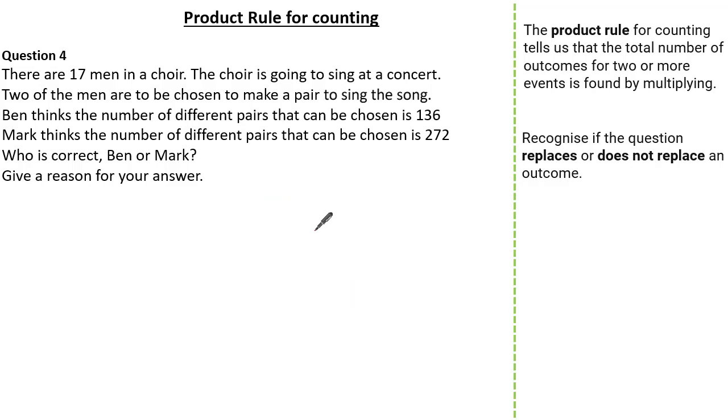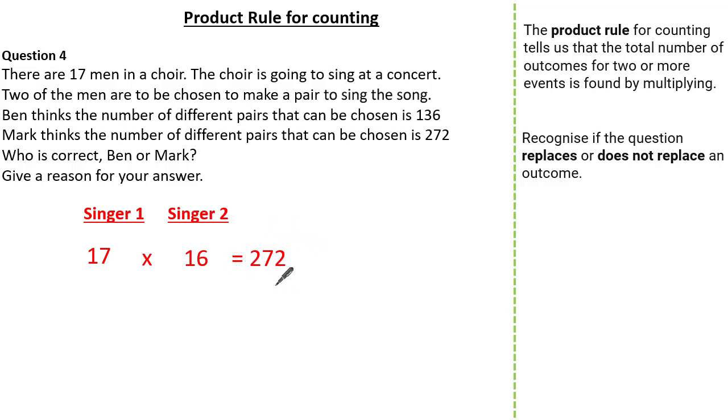From our question we can see there are 17 men in the choir, so we have a choice of 17 men to be the first singer. Now, for our second singer, because we can't use the first singer again, we only have 16 different men. Therefore, the total number of combinations of singer 1 and singer 2 is 272.